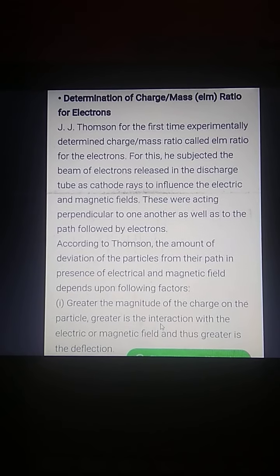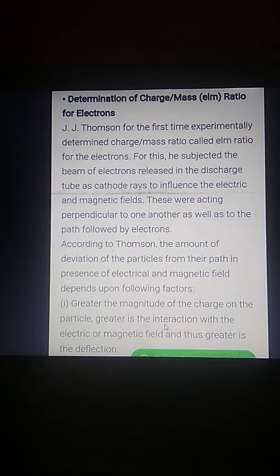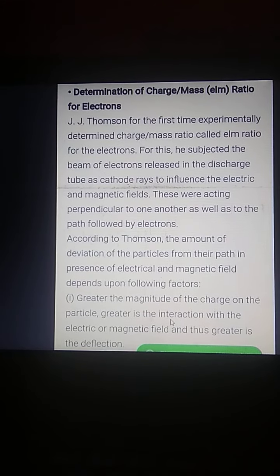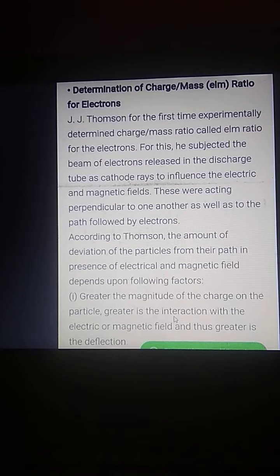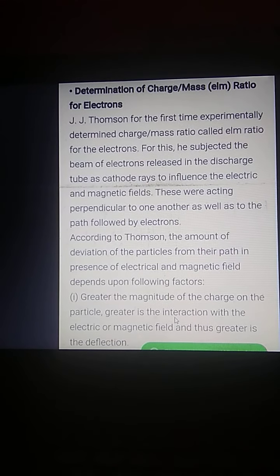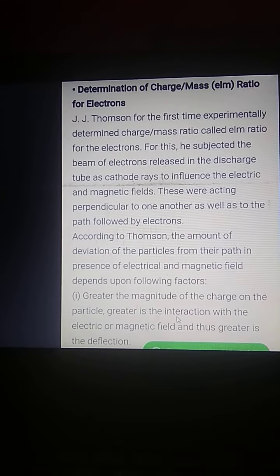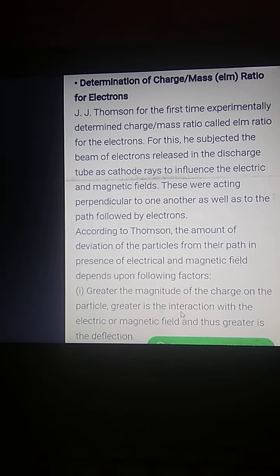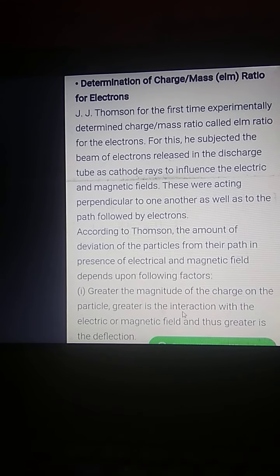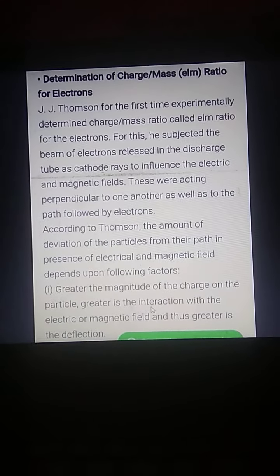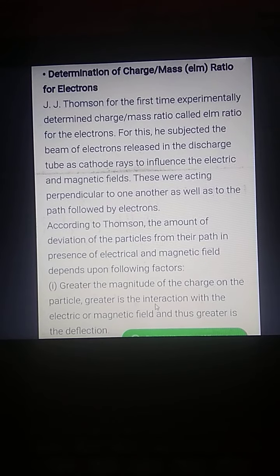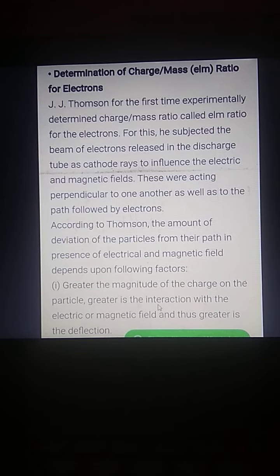Now then, the charge and the mass of the electron, how was it determined? For that, firstly J.J. Thomson determined the charge to mass ratio of the electron. What is the charge to mass ratio of the electron? For that, what did he do? He subjected the beam of electrons, which was cathode rays, to electric as well as magnetic field simultaneously.